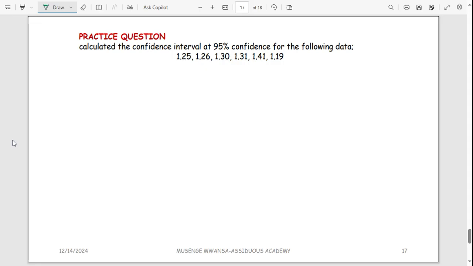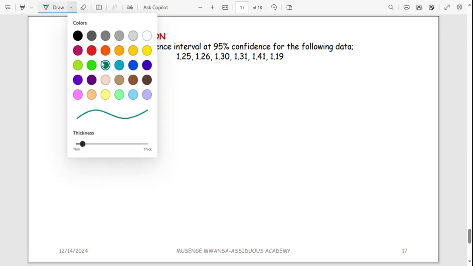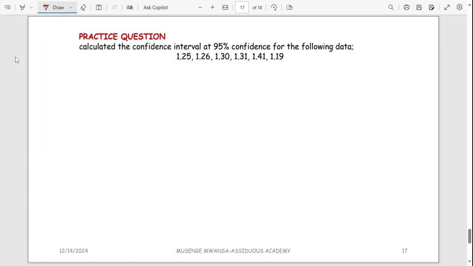Calculate the confidence interval at 95% confidence for the following data. We have 1.25, 1.26, 1.30, 1.31, 1.41, and 1.19. So how do we work out this one? The first thing that we want to do is to determine the mean. The mean is going to be equal to, and you can see I'm using x bar and not mu, because normally in statistics we deal with samples. Mu is for a population.